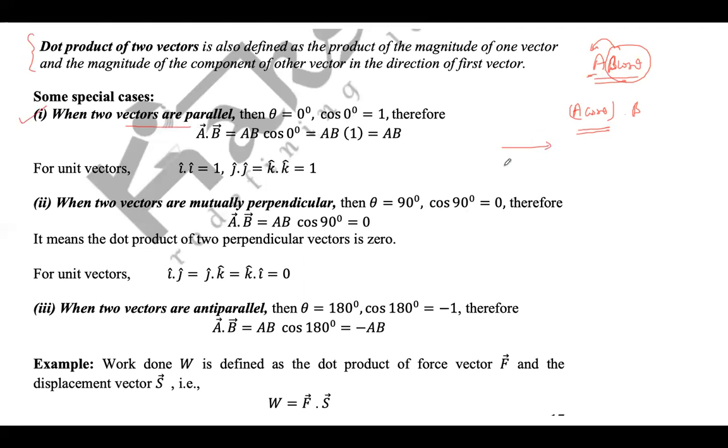अगर दो वेक्टर पैरेलल है, so let's say if this vector is A and this vector is B, they are parallel to each other. So when two vectors are parallel, the angle between them is 0 degree, right? When the angle between them is 0 degree, so A dot B becomes AB into cos 0 degree, that is AB into 1, right? Now for unit vector I dot I is 1, J dot J is 1 and K dot K is also equal to 1.